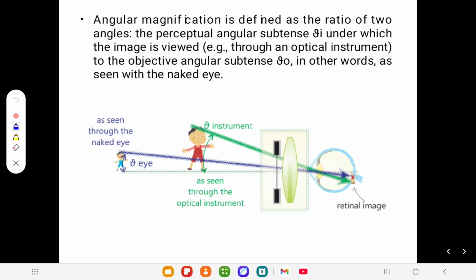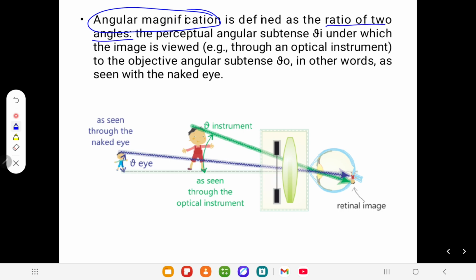Okay, now come to the term angular magnification. A lot of students get confused with this idea of angular magnification. It's very simple, but people get confused. Let me tell you, what do you mean by angular magnification? Definitely magnification based on angle. Based on angle means the angle made by the object and the angle made by the image, isn't it? So that's simple. It is defined as a ratio.